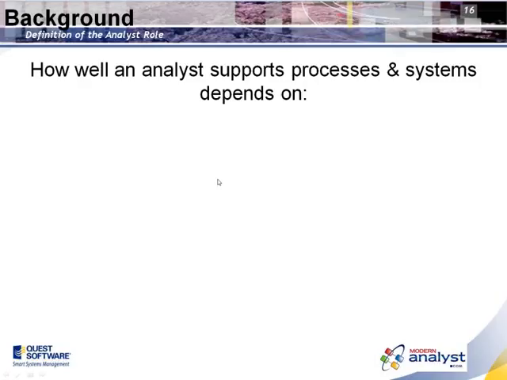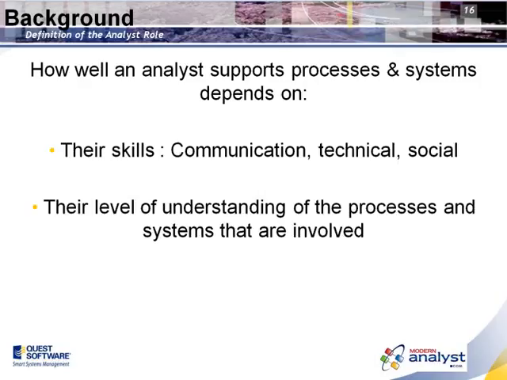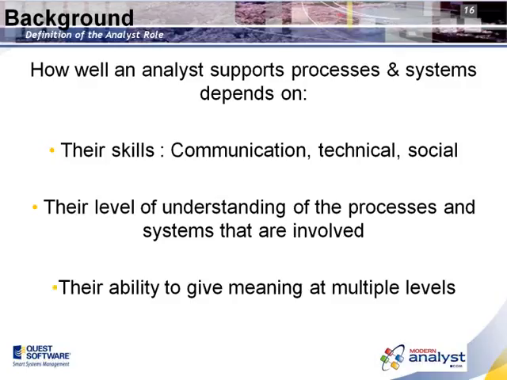All right, so how well an analyst supports processes and systems depends on their skills: communication, technical, and social. The most important ones are communication and social, because sometimes as you're working through your data baggage, you don't have the technical skill to actually dig into the code straight away, so you have to deal with a lot of layers in the team structures and different personalities. Then secondly, how well an analyst understands the process and systems that are involved, and finally, the analyst's ability to give meaning at multiple levels. So what does it mean to give meaning at multiple levels?